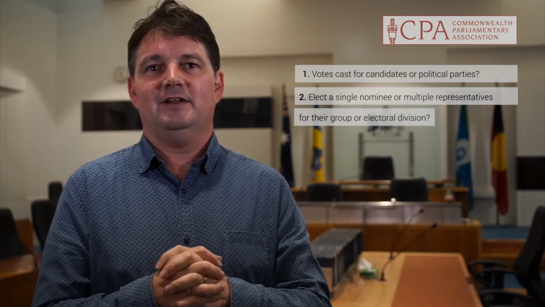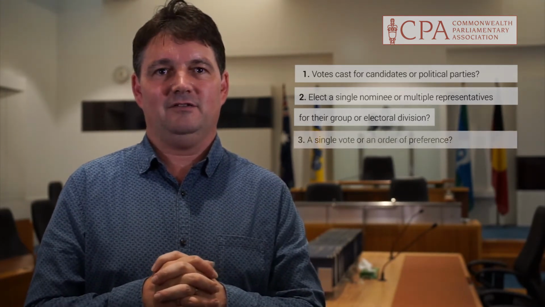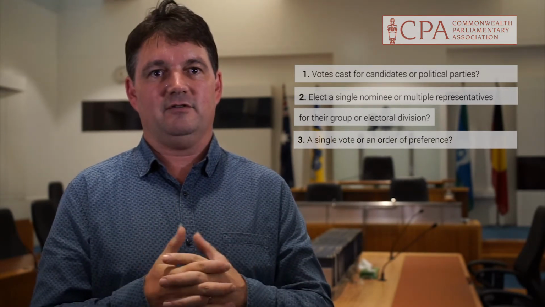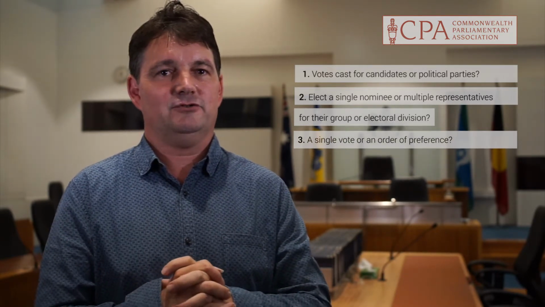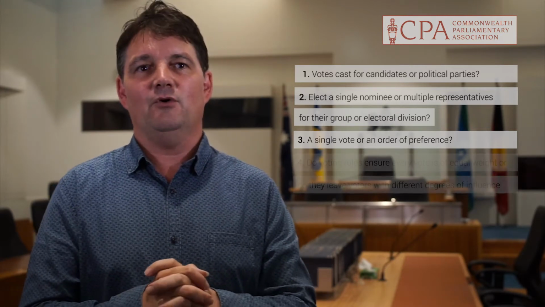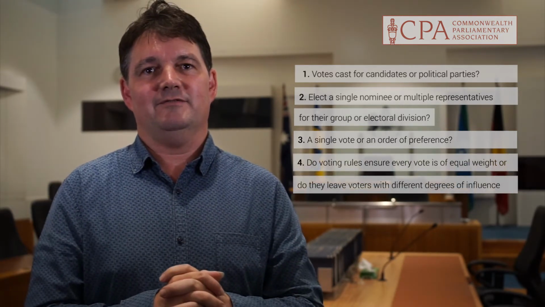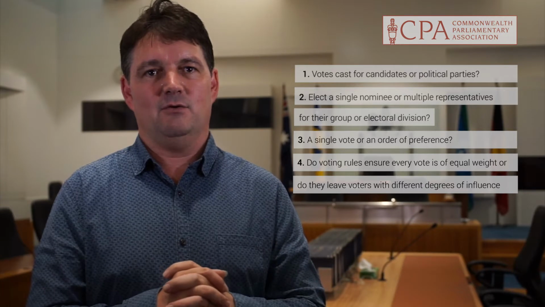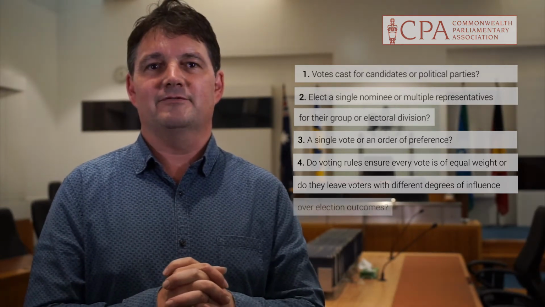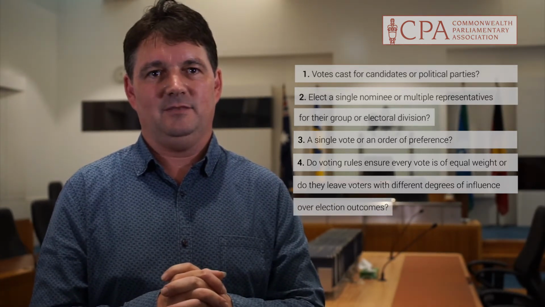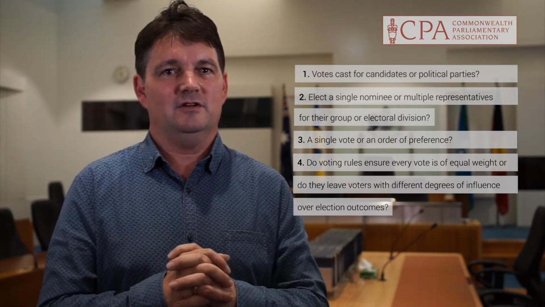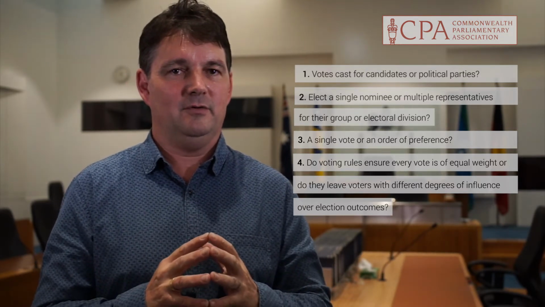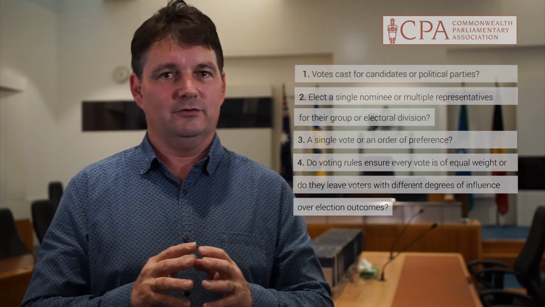3. Do voters only get to mark a single vote for candidates, or can they indicate an order of preference which can be used as a backup if their first choice cannot win? And 4. Do the voting rules have the effect of ensuring that every vote is of equal weight? Or do they leave voters with different degrees of influence over election outcomes? Out of these 4 questions emerge more or less all the electoral systems of the world, although of course there are all sorts of specific details within each system.